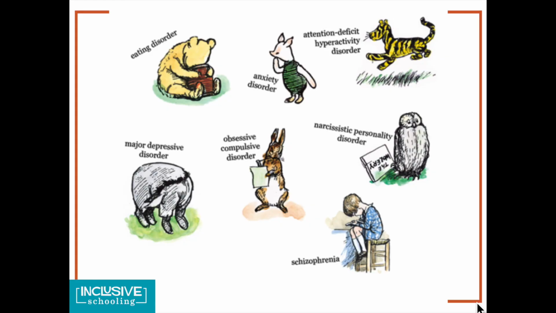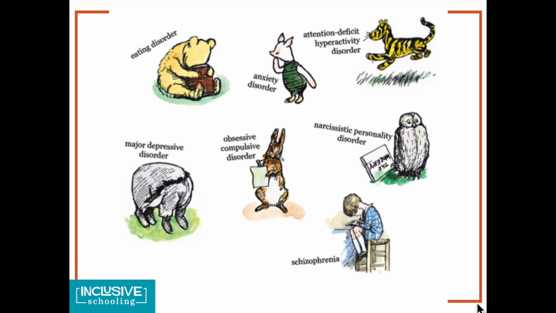I want to take this a step further though, because I think this is too often what we do in school. Taking these same exact characters, and now I want to look at this. As you can see here, we have disorders that are connected to the differences that these characters bring. So Pooh has an eating disorder, Piglet has an anxiety disorder, Tigger, attention deficit hyperactivity disorder, Eeyore, major depressive disorder, Rabbit, obsessive compulsive disorder, Owl, narcissistic personality disorder, and then we've got Christopher Robin. And he's got the label of schizophrenia, right? Because he's envisioned all of these characters.